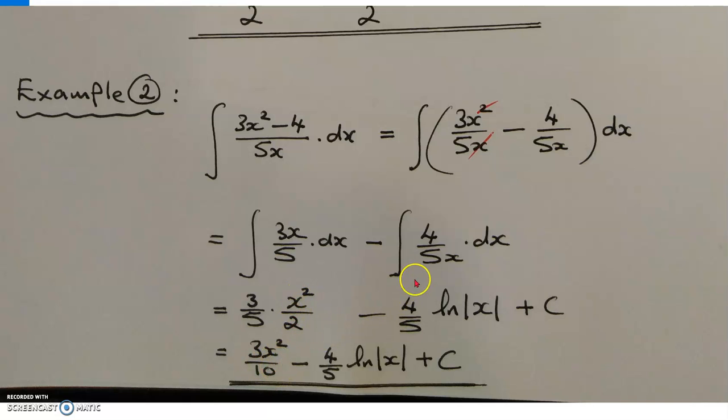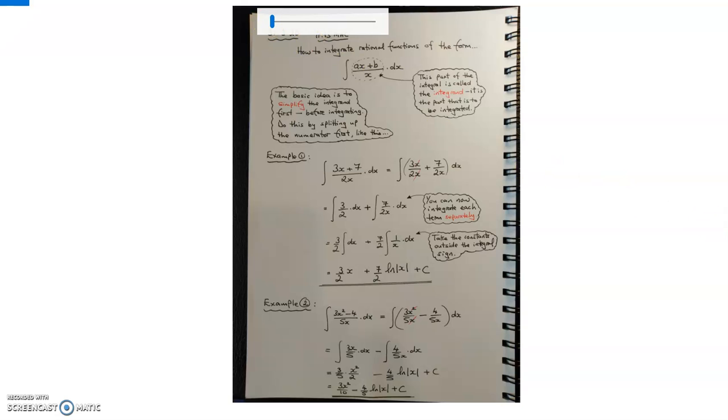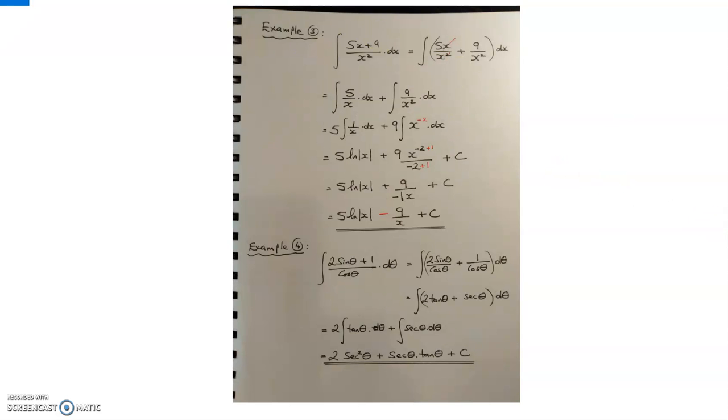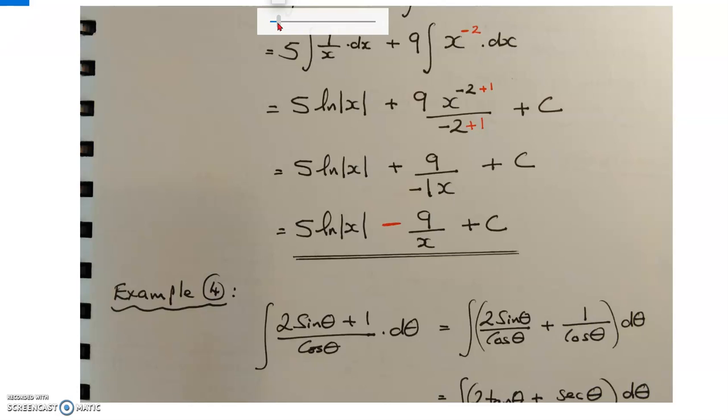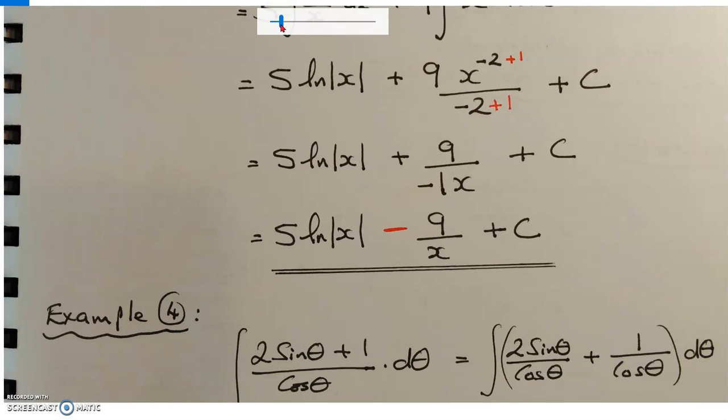Now what have I got here? I'm being asked to integrate this. If I take the 4/5 outside the integral sign, I'm left with 1 over x to integrate, and that is the natural log of x plus c. Okay, so there's your final answer for this example. Now I'm just going to zoom out to the next page, and then I will zoom in and show you how to integrate something that looks a bit tricky.